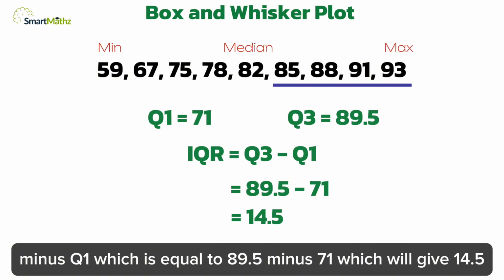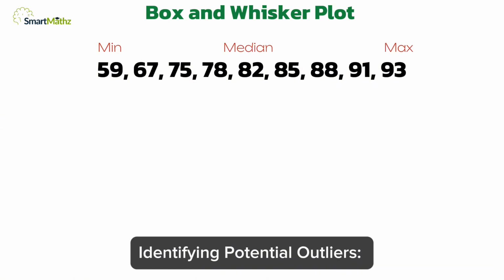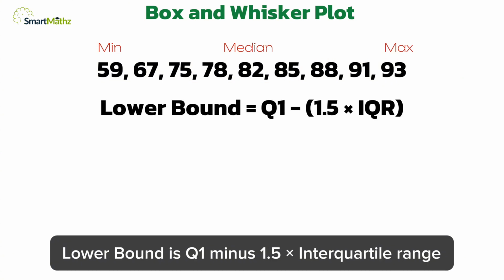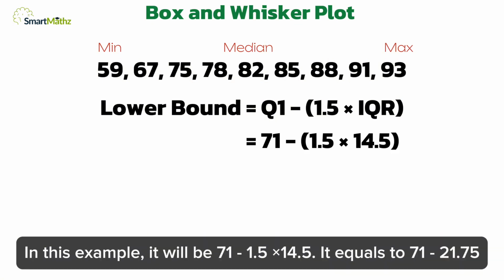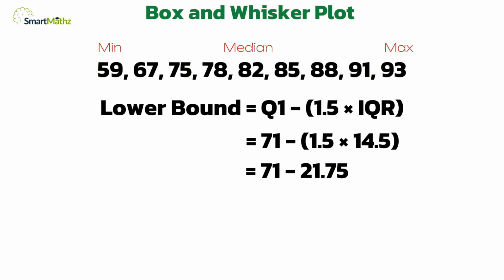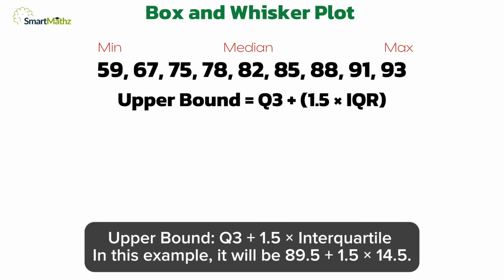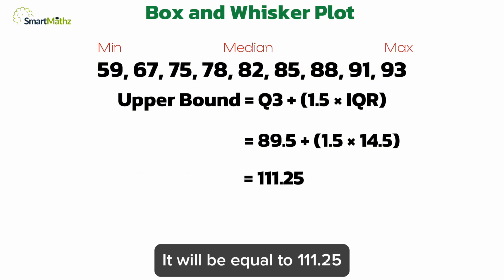Identifying potential outliers. We determine potential outliers using this formula. Lower bound is Q1 minus 1.5 times interquartile range. In this example, it will be 71 minus 1.5 times 14.5. It equals 71 minus 21.75. It equals 49.25. Upper bound, Q3 plus 1.5 times interquartile range. In this example, it will be 89.5 plus 1.5 times 14.5. It will be equal to 111.25.